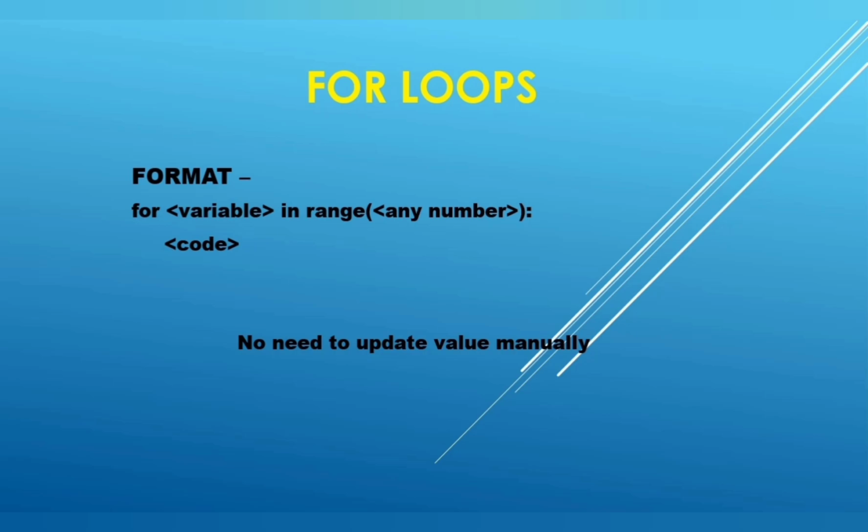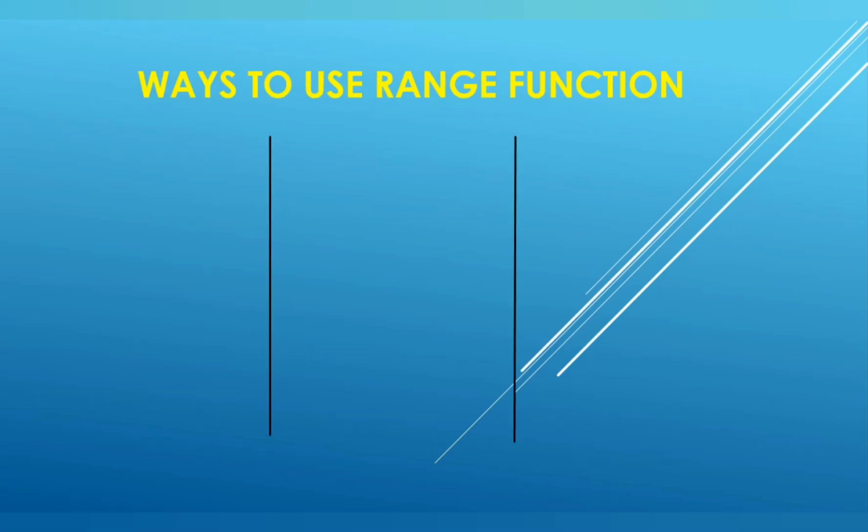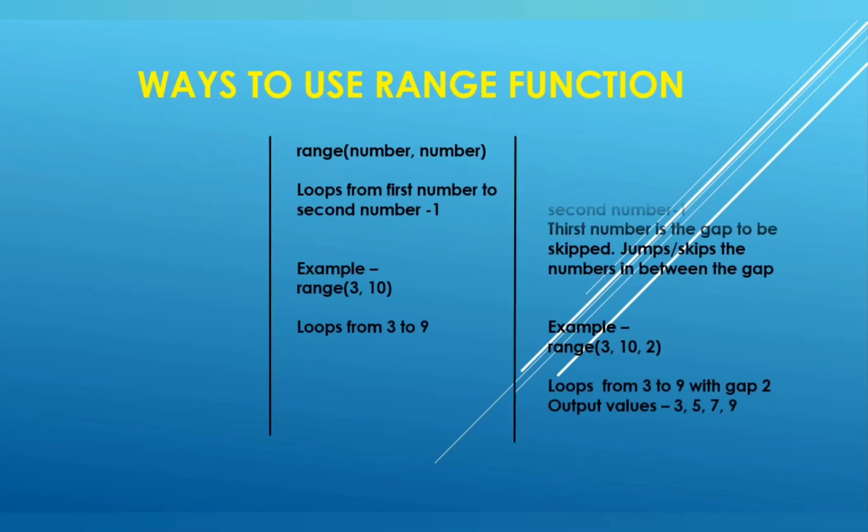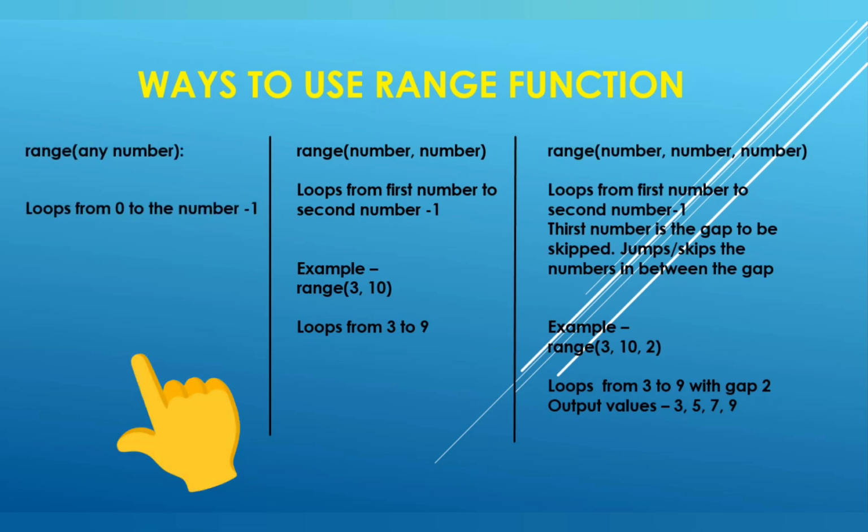When this loop runs, it will run the number of times specified in the range function. And the value of the variable will also change in every loop. To understand it better, I will show you 3 different types of format in which the variable changes differently. You can use the range function in 3 different ways. In the first one, you can pass it any one integer and the loop runs that many times. Remember, the value of the variable will start from 0 to number -1.